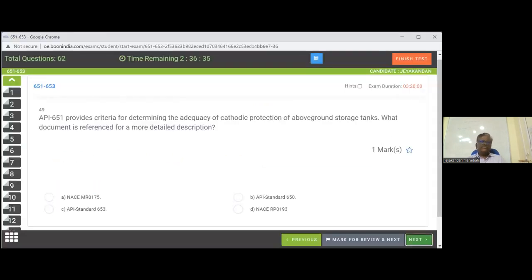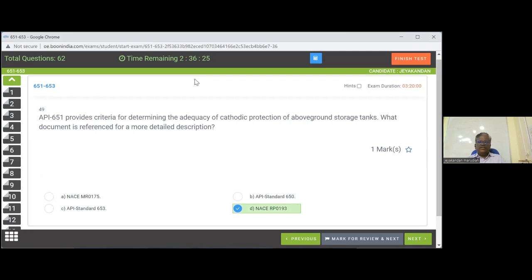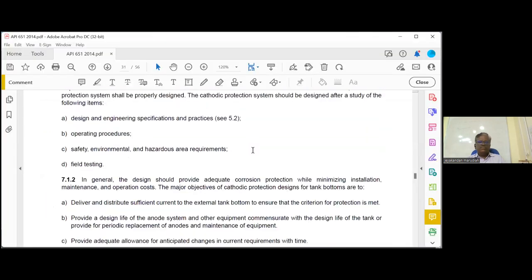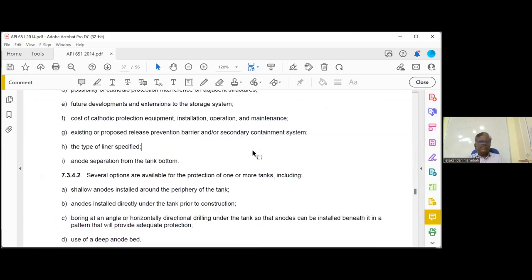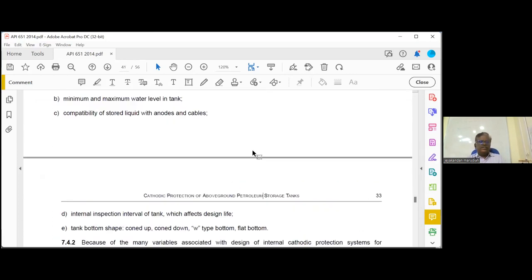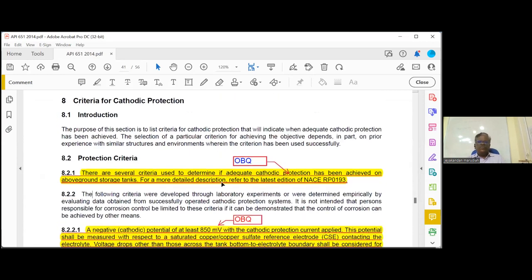Next, API 651 provides criteria for determining the adequacy of cathodic protection of aboveground storage tanks. What document is referred to for more detailed discussion? So NACE RP 193. Where is it given? Protection criteria 8.2.1 NACE RP. So it is given in 8.2.1.